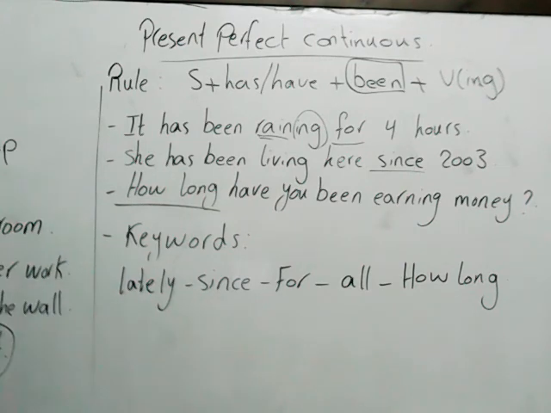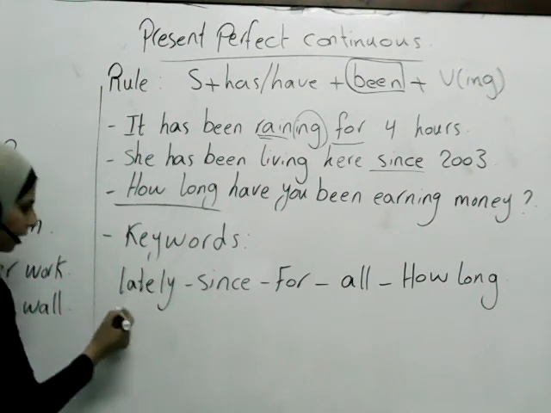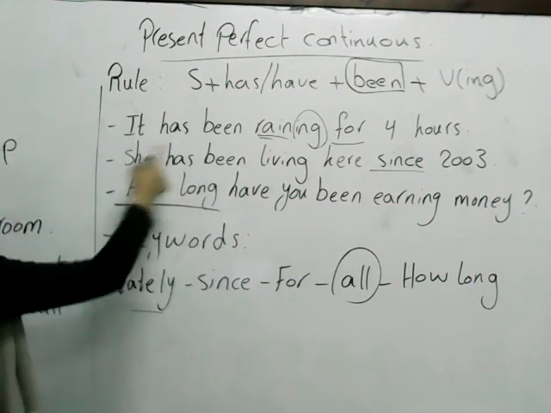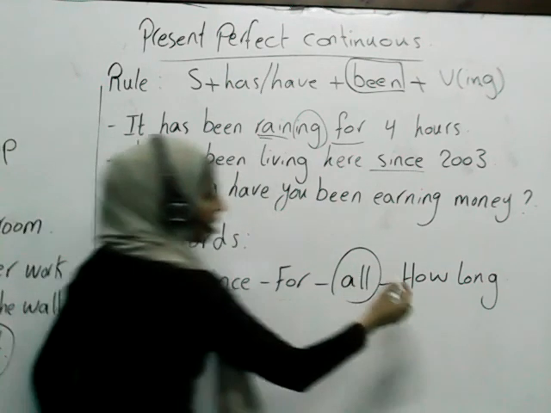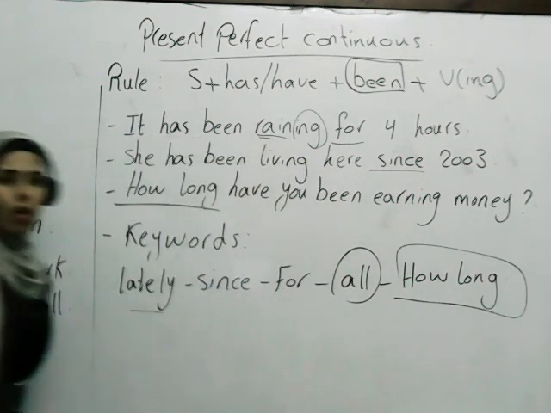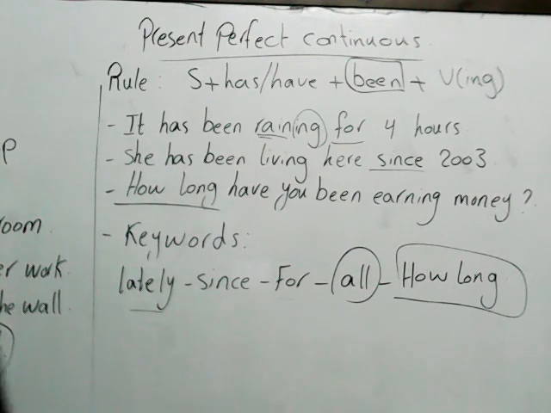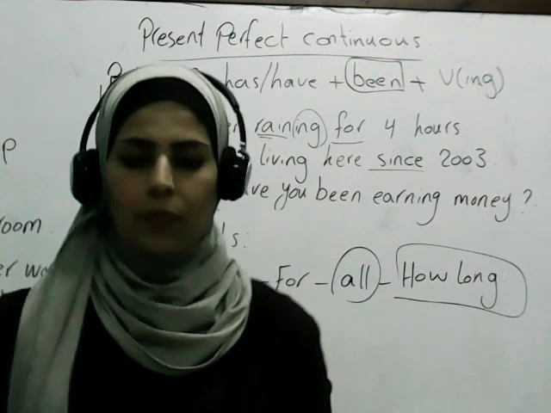In general, the keywords of forming present perfect continuous are lately, since, for, all, like when you say it has been raining all day, for example, and how long to form questions. So these are examples of present perfect continuous with some keywords. You need to know that present perfect continuous should be used to talk about actions which started in the past and continued to the future. This is the difference between present perfect simple and present perfect continuous.